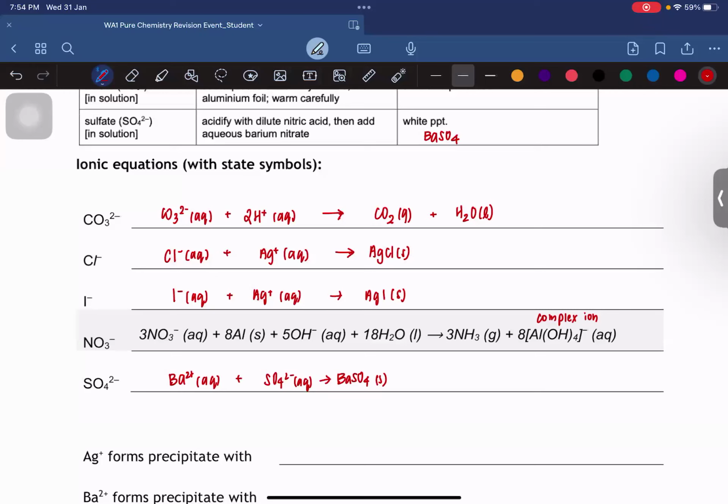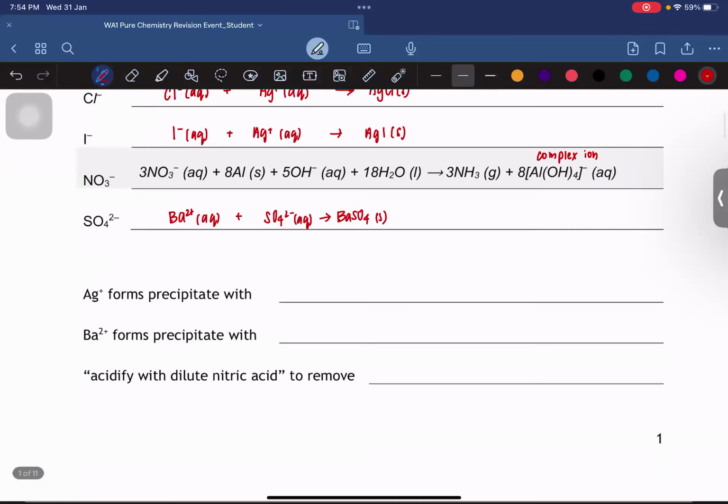Okay, clear? So in summary, what can we say for our anions? Number one, silver we usually use to test what kind of anions? Chloride, what else? Iodide, what else? Bromide, your halides, correct? Now, there are some more anions that we use silver to test with: hydroxides, as well as your carbonates. So these are the ones that usually form your insoluble precipitates.